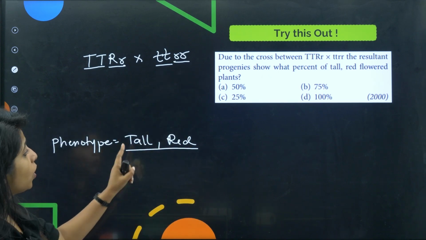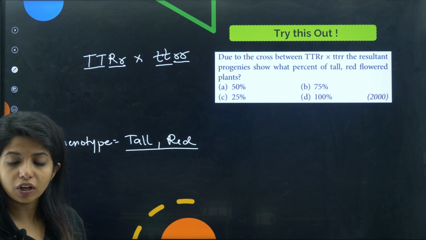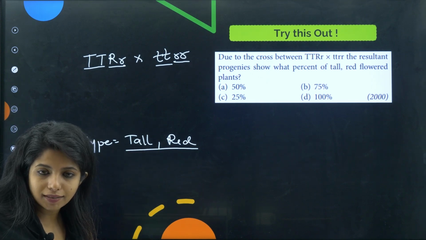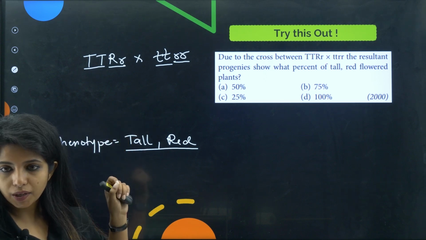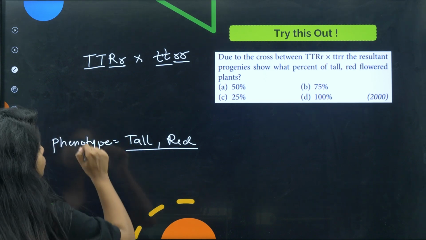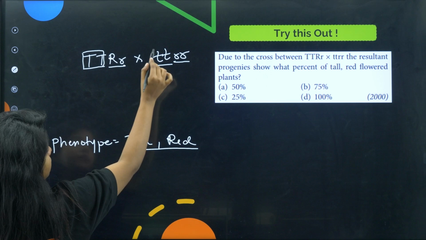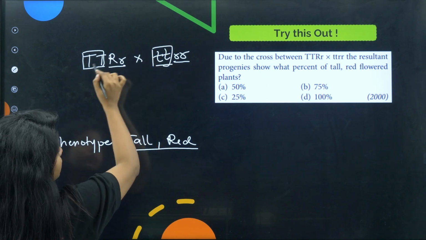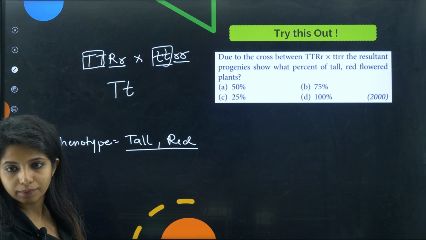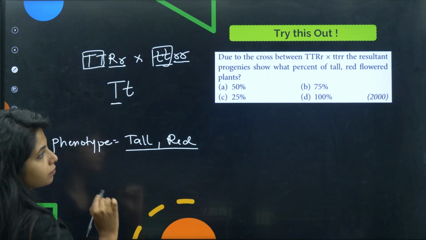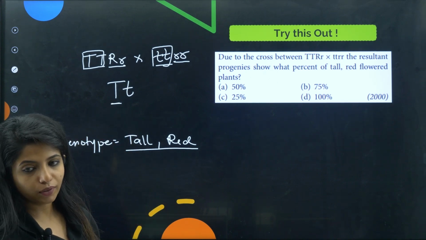They are asking about tall and red percentage. How will you do that? Will you keep on crossing all these things, one by one each of them? No, we should not have to do that. Over here you know that this is homozygous, this is also homozygous. When homozygous pairs cross, every time you get capital T, small t. So all of them will be tall. Agree? All of them will be tall.